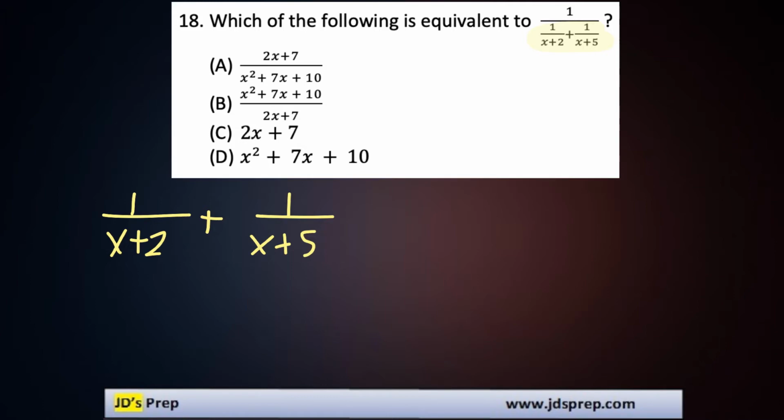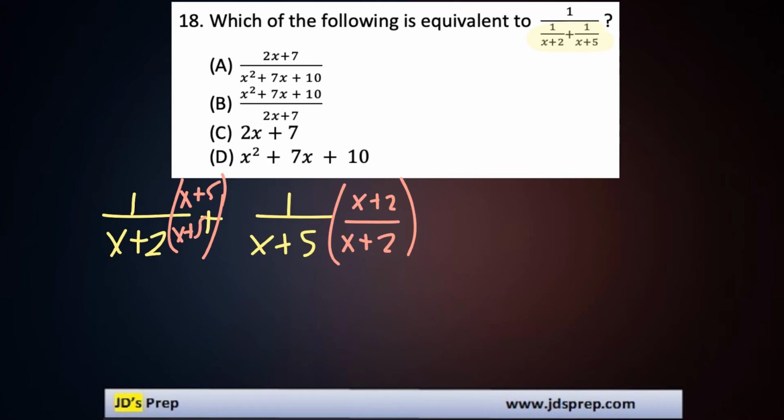In order to add these, we need a common denominator. To make the denominators the same, we're going to multiply them by each other, because x plus 5 times x plus 2 is the same thing as x plus 2 times x plus 5. Sorry, it's a little messy there, but hope you get the idea.